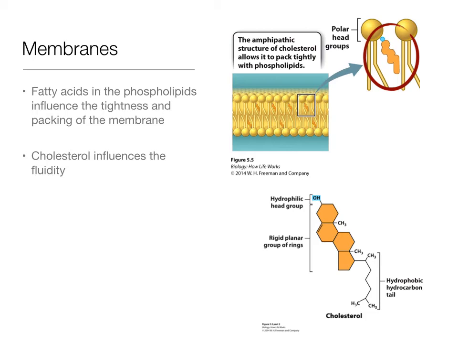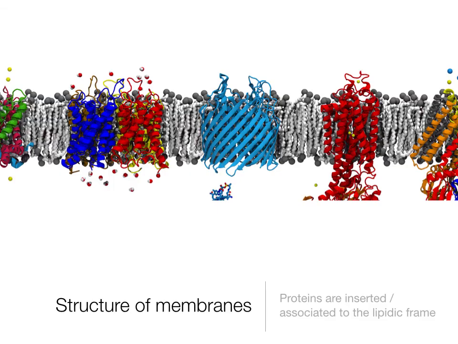Now, another important molecule found in membranes is, in fact, proteins. We said previously that the membrane has a frame made of phospholipids, but into this frame are inserted or associated a lot of proteins in the fluid mosaic model. So we'll see a little bit of these membrane proteins.